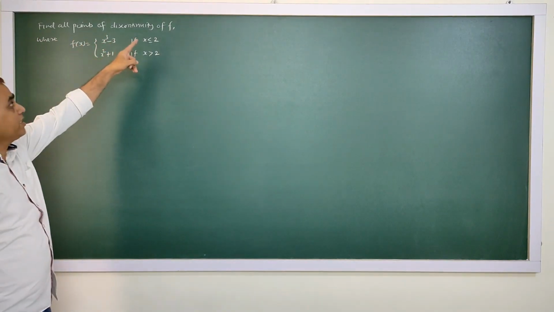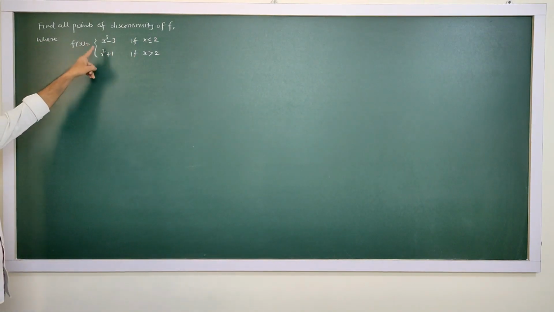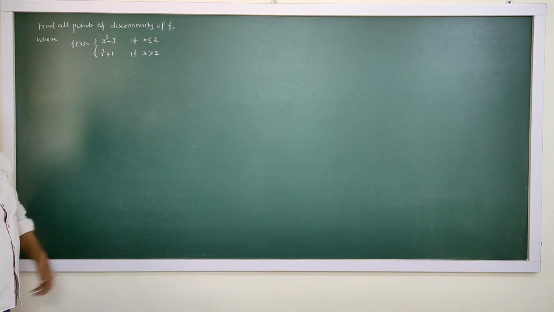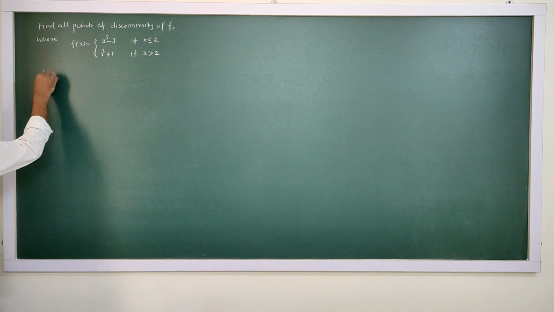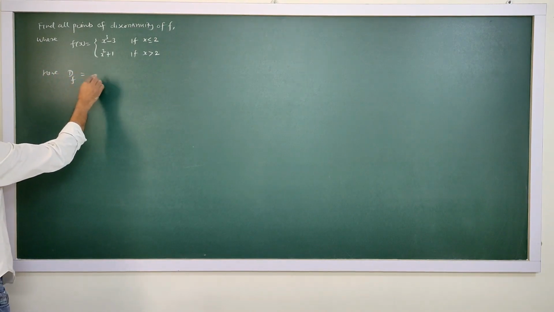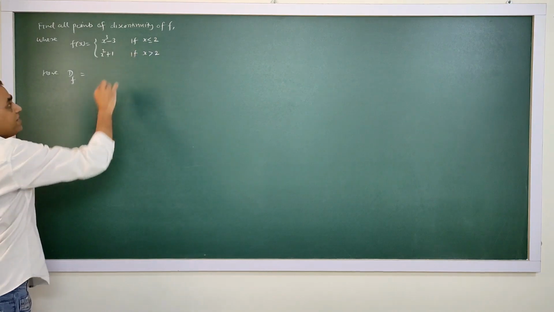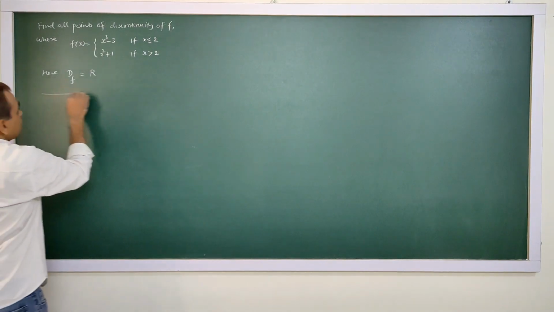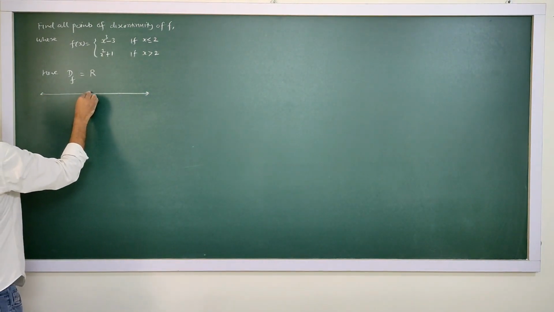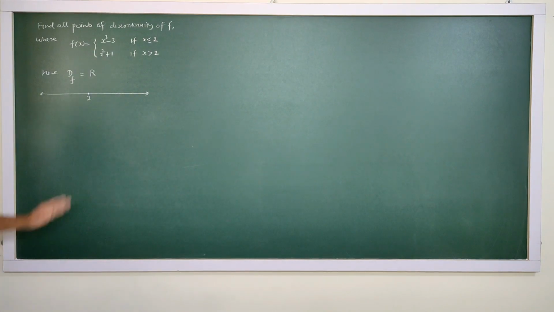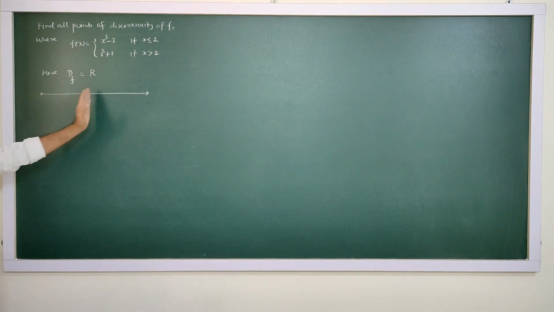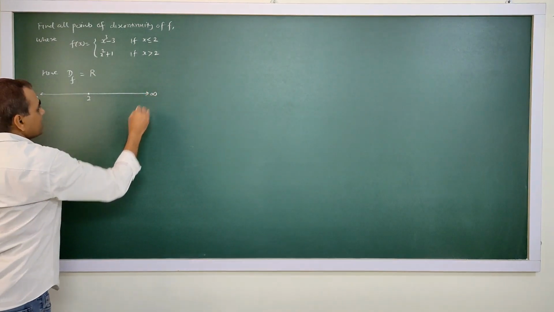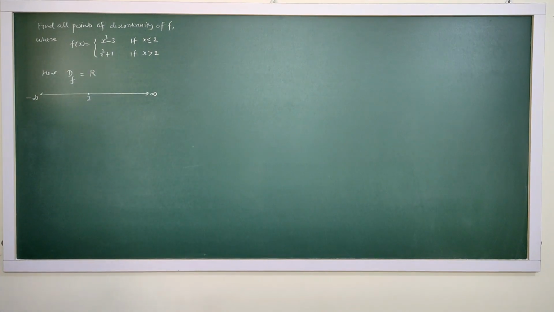Find all points of discontinuity of f where f(x) is x cube minus 3 if x less than or equal to 2, x square plus 1 if x more than 2. So here, domain of f, it is clear that function is defined for every real. Domain of f is R. Here function is changing its formula at 2. Before 2, x cube minus 3. After 2, x square plus 1. So here we shall discuss cases according to these two intervals.